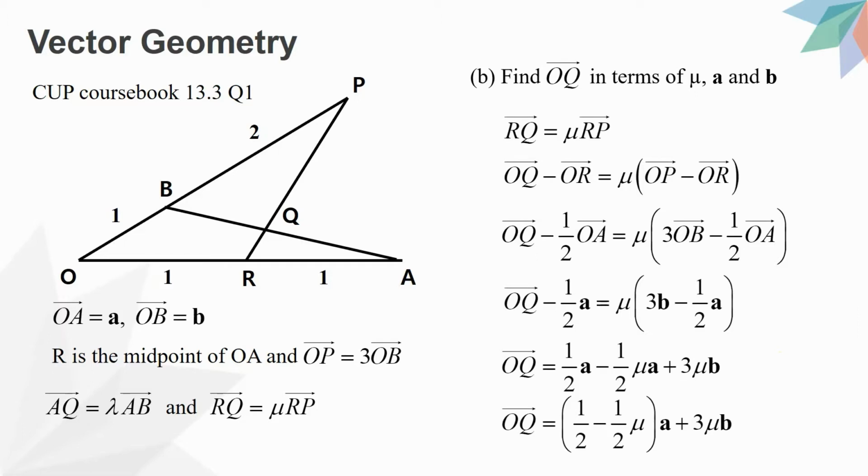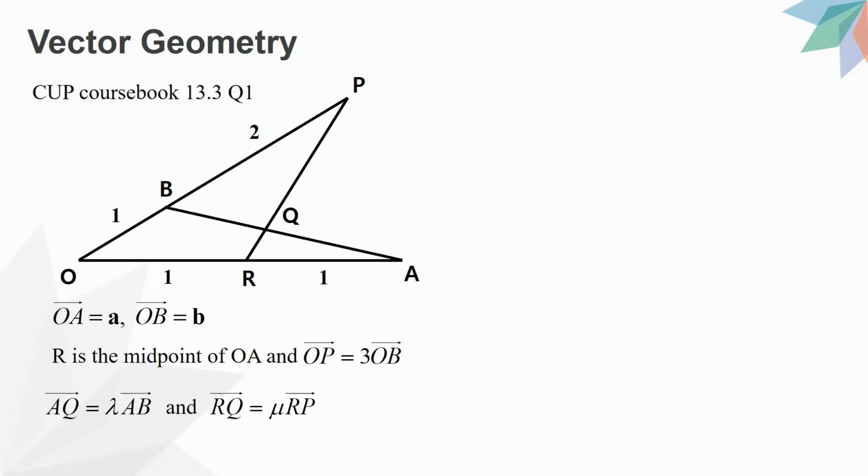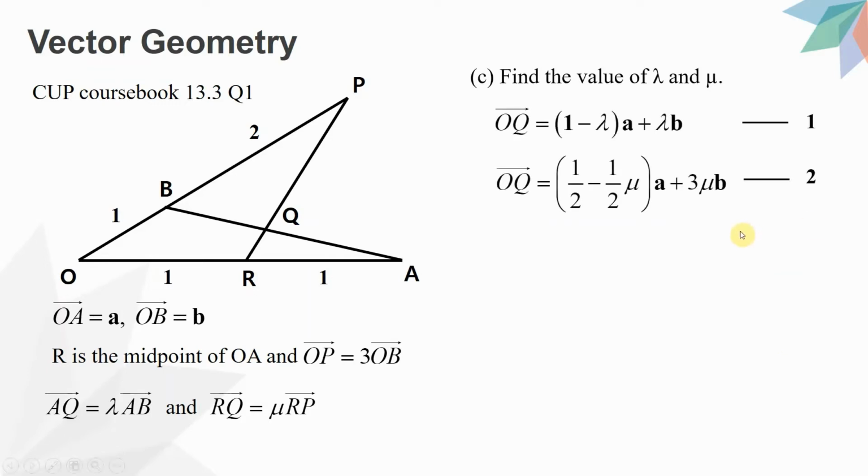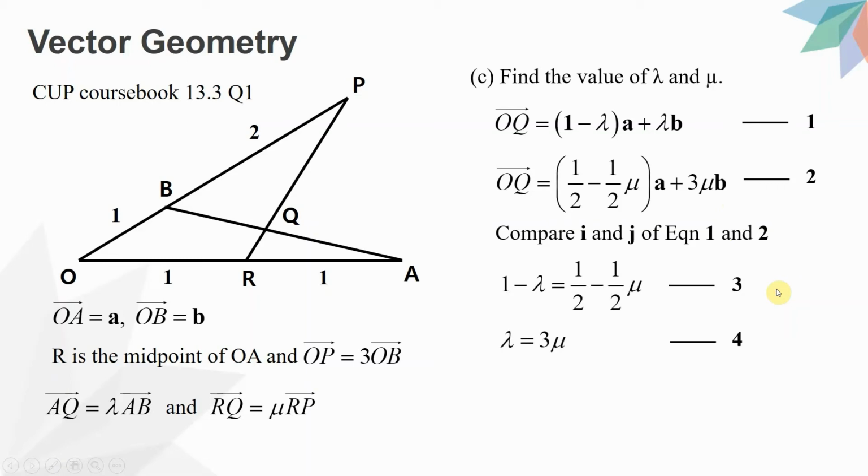Alright, the third one is the most common type of question, which is to solve for lambda and mu. Since we have two different forms of OQ that we got just now, we can compare the vector A as well as the vector B. So we will find ourselves to have two simultaneous equations which we need to solve. So you have to do the simultaneous equation solving by yourself. So at the end, the answer is lambda is 3/5 and mu is 1/5.